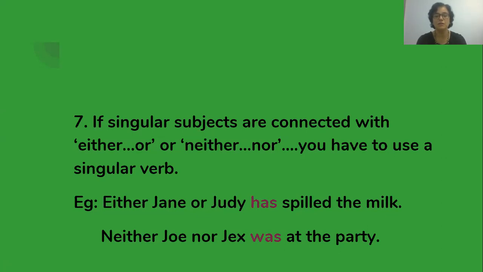The second example, neither Joe nor Jex was at the party. Again, though there are two names here, we're considering each one as a singular, as separately. Neither Joe was at the party nor Jex was at the party, as two separate individuals. Because of that, you have to use a singular verb. Fine? So, this rule, if you find either or neither nor in a sentence, use a singular verb.